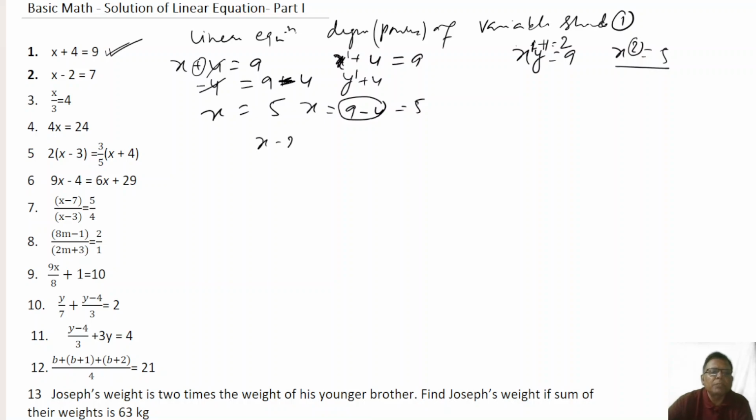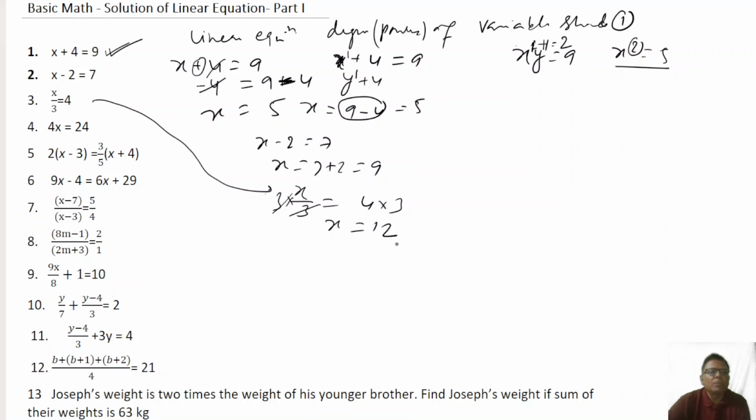Second, x minus 2 is equal to 7. Then x is equal to 7 plus 2, that is 9. Third, here we can divide or multiply both sides by the same quantity in the equation. So x by 3 is equal to 4. Then you multiply by 3 on both sides. 3, 3 get cancelled. So x is equal to 12. So 12 will be the answer.